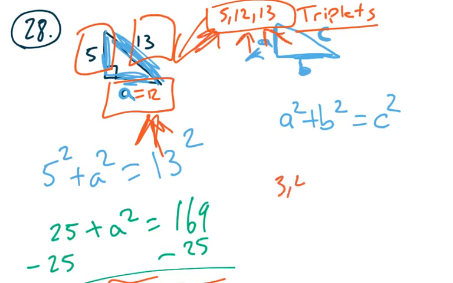Another very common triplet is the 3, 4, 5. I always like that one because it's easy to memorize. It's got 3, 4, and 5. So there are many of these. For the time being, I would tell you, make sure you're aware of the 3, 4, 5 and the 5, 12, 13.